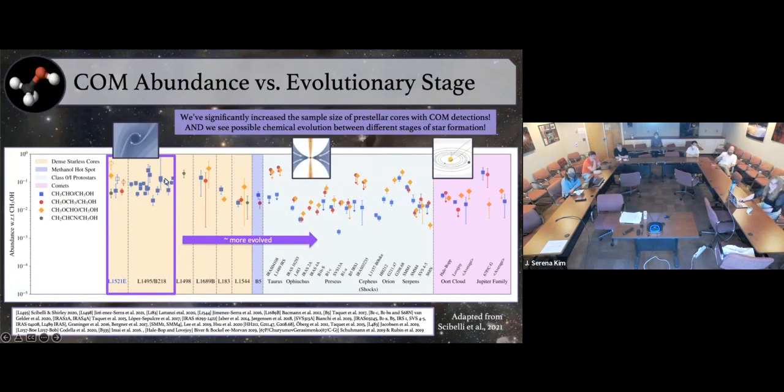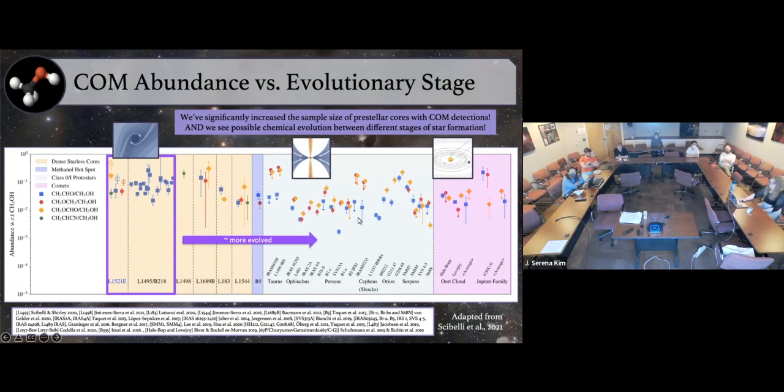So even though we still don't have the exact evolutionary stages of these cores yet, we have increased the sample size of complex organics in prestellar cores. There's now 20 of these cores that we have acetaldehyde and methanol detected towards that we can add to this plot and increase our sample size. And we continue to see high abundances, and abundances that are within a factor of 2, I would say, across evolutionary stages, suggesting that there is possible chemical evolution between different stages of star formation.